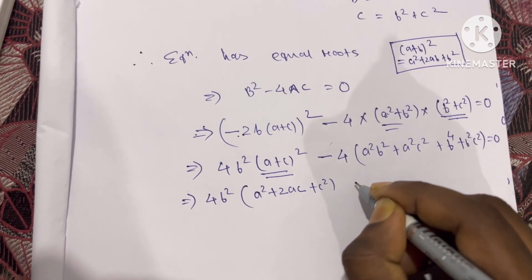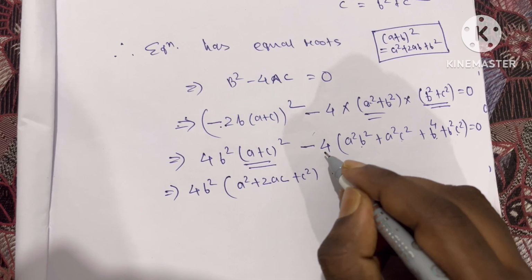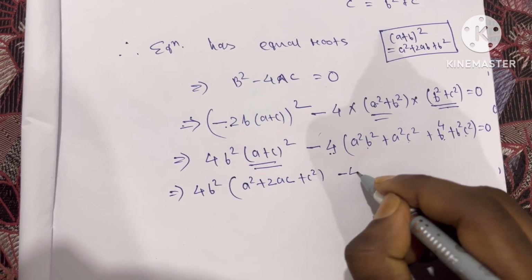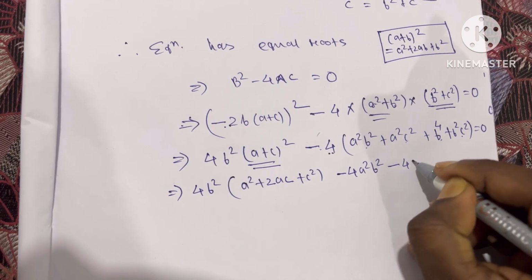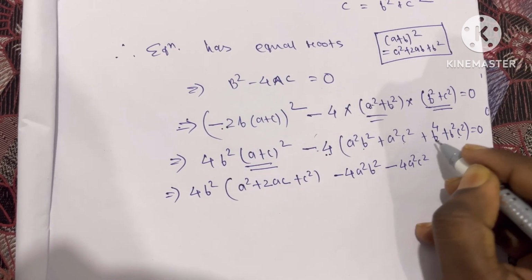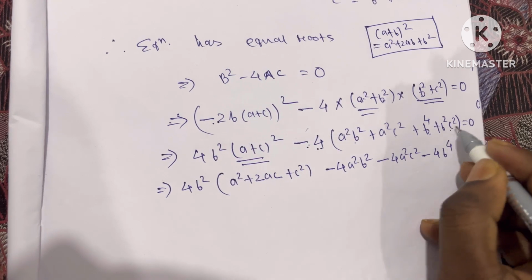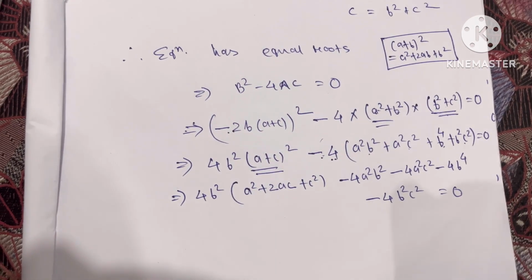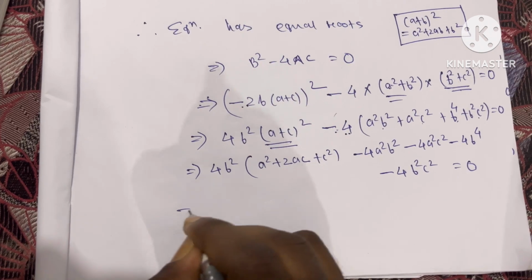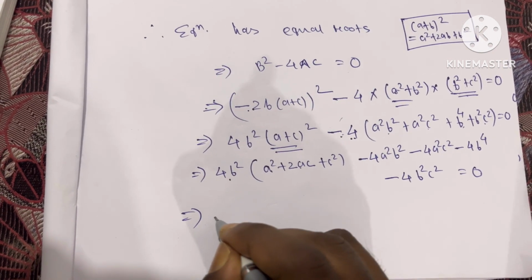c square. Then minus, if you multiply this and this with 4, what answer will come? 4 into a square b square, then minus into plus, minus 4 into a square c square, then minus 4 b power 4, and minus 4 into b square c square, which is equal to what? 0.